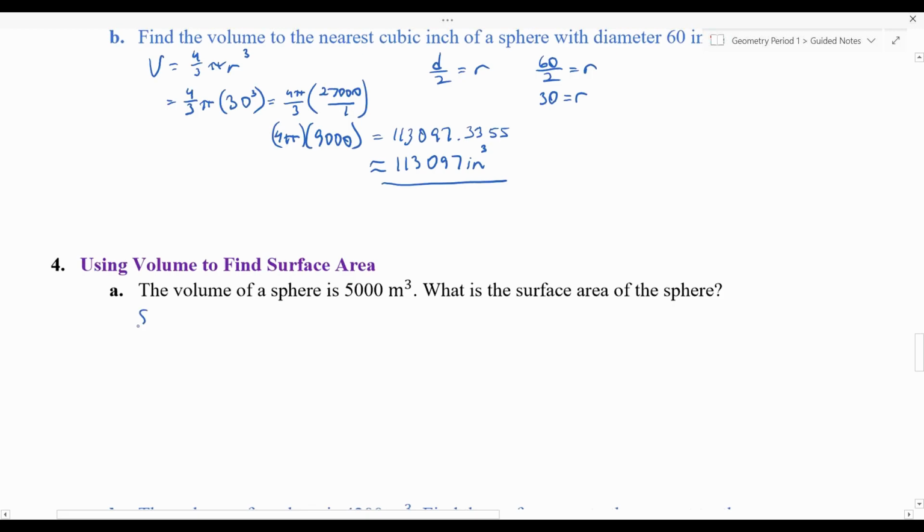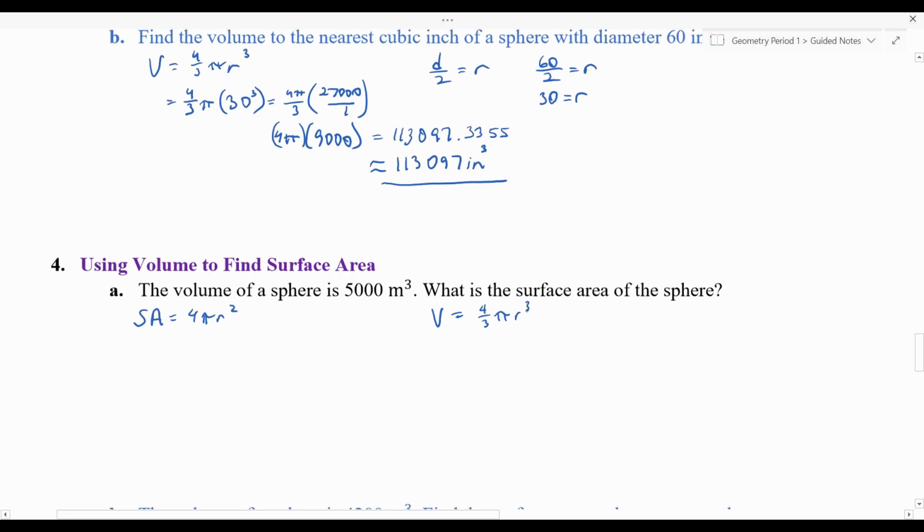So we know that the surface area of a sphere is going to be 4 pi r squared, right? Do we have the radius anywhere? We do not have the radius. We know the volume though, and we can actually use that. So we know that the formula for volume equals 4/3 pi r cubed, right? So we have that.